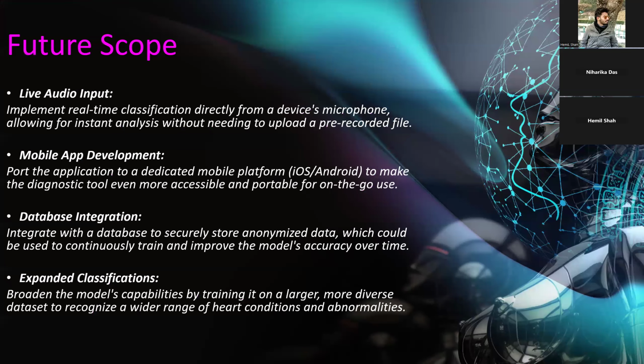Then there's the future scope. Live audio input is a feature which we are working on right now, so that the user can use a stethoscope or many other sensors for live audio input. We will connect it with the device later on. Then mobile app development, basically an app for Android and iOS as well. Then database integration allows continuous training to improve the model. Then there's expanded classification, where more heart conditions and abnormality classes can be added later on.